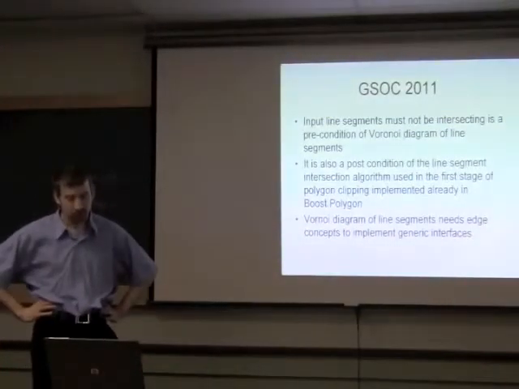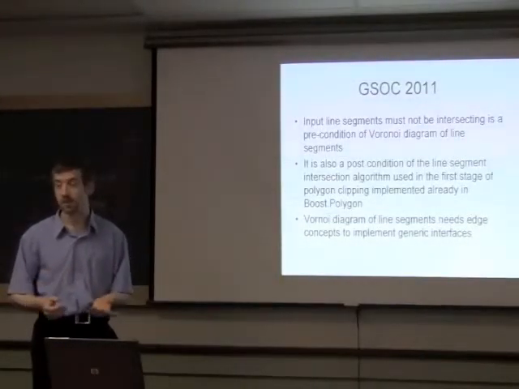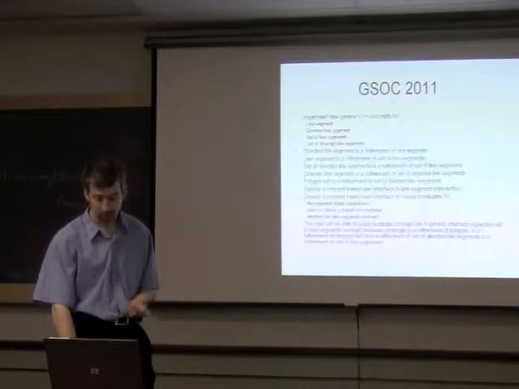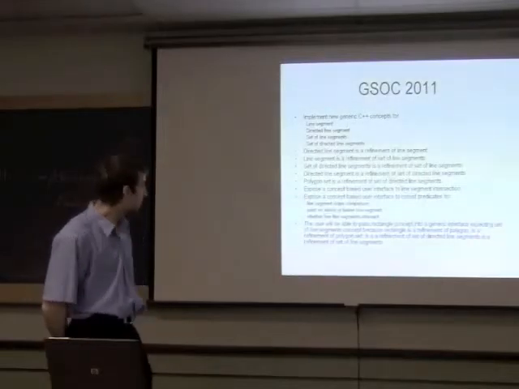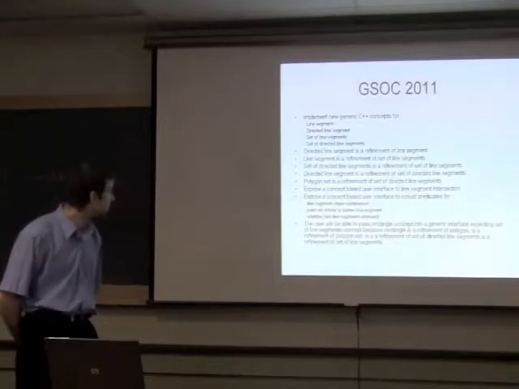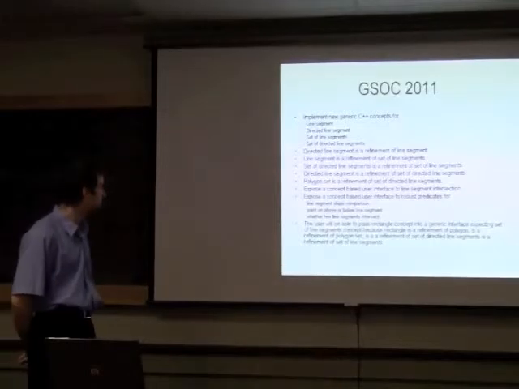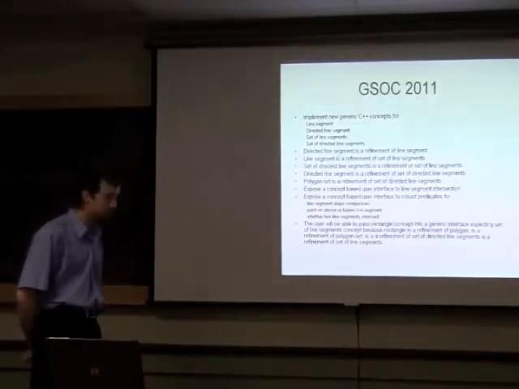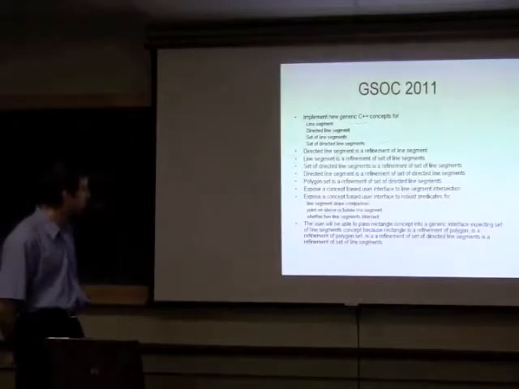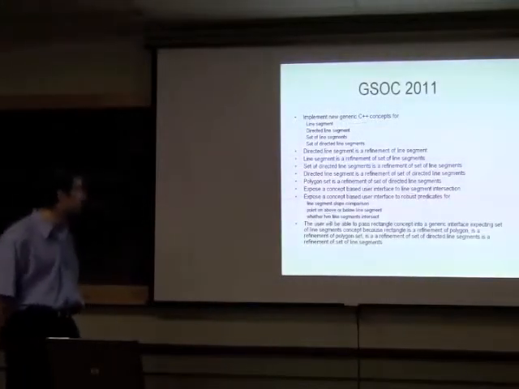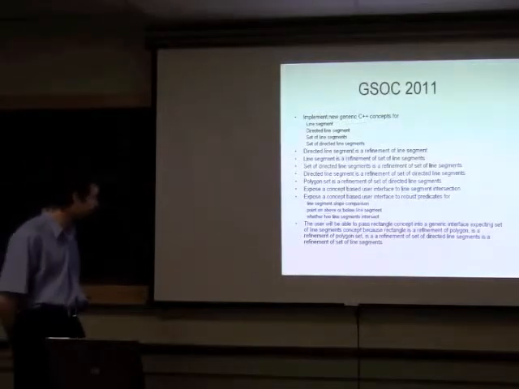But to really make good interfaces for the Voronoi diagram of line segments, we really need line segment concepts in the library so that we can make generic interfaces to interact with the algorithm. So what I'd like to do is have a line segment, directed line segment, set of line segments, and set of directed line segments all implemented as new generic concepts and have a generic API around those to augment the existing geometric concepts in the library. So a directed line segment is a refinement of line segment. A set of directed line segments is a refinement of set of line segments.